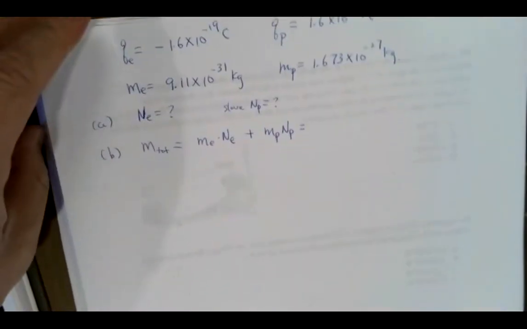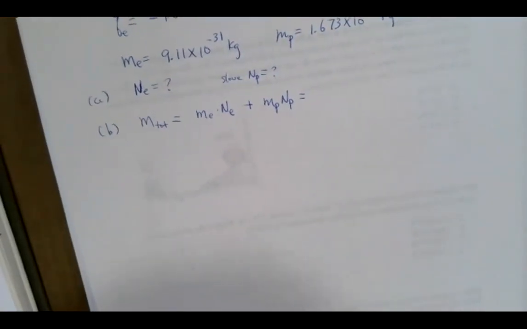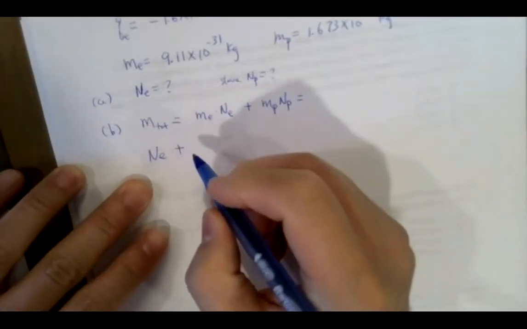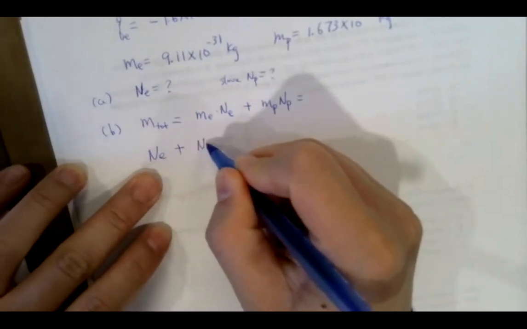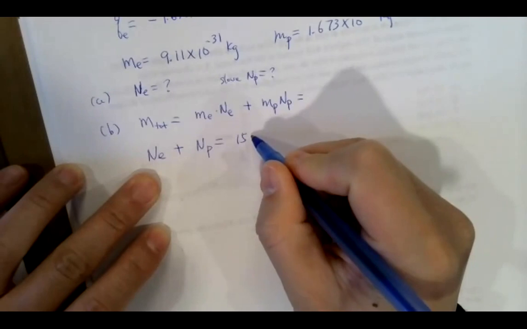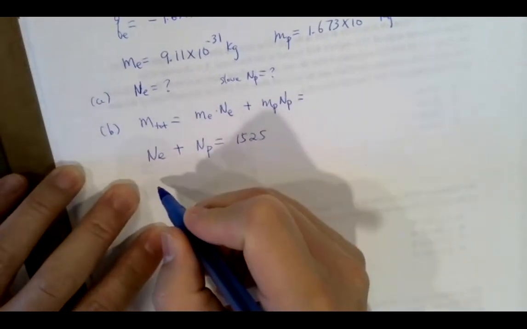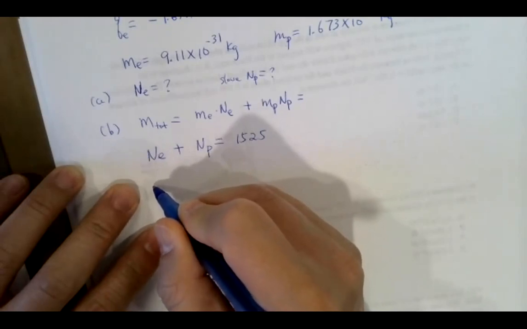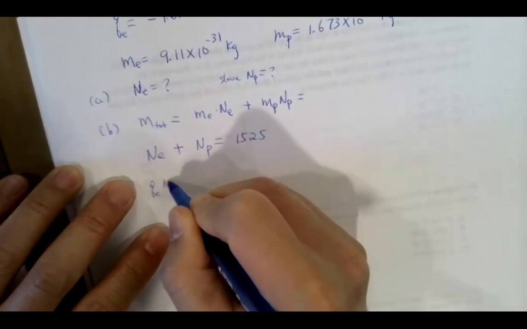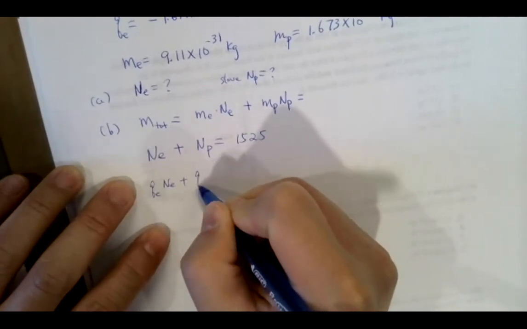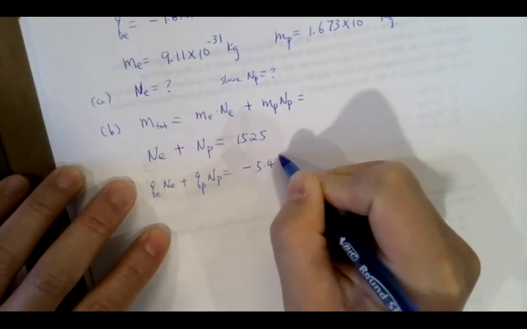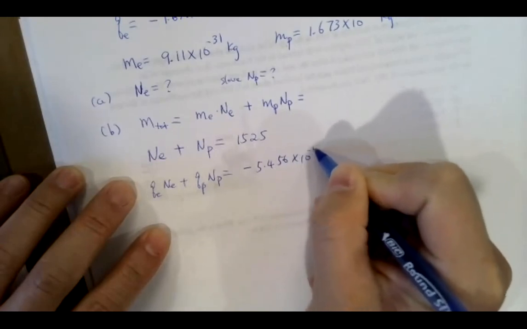All right, so let's see here. It tells you that the total number of particles is 25. That means the number of electrons plus the number of protons is equal to 25. Then it tells us the total charge. That means Q_E times N_E plus Q_P times N_P equals minus 5.456 times 10 to the minus 17 coulombs.